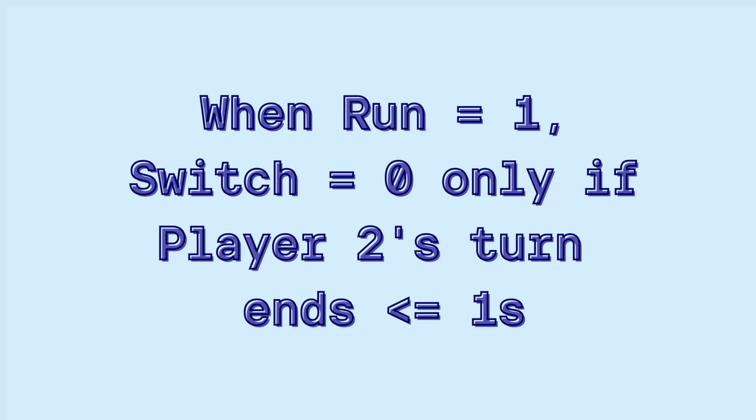The third one is when the run button is set to 1. The switch button toggles to 0 only if player 2 turns in with 1 second or less remaining.